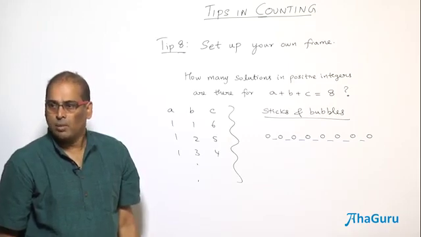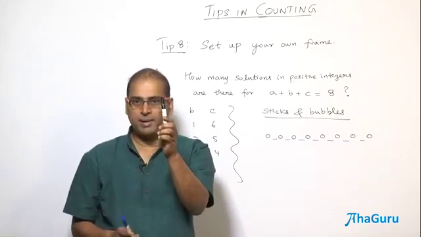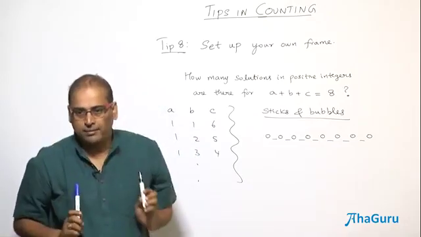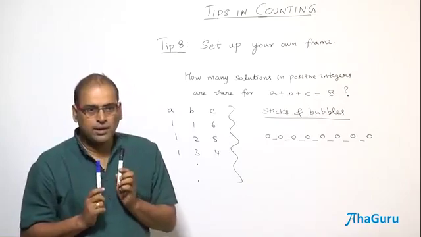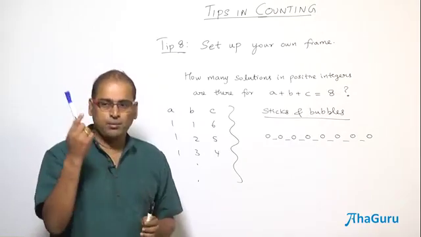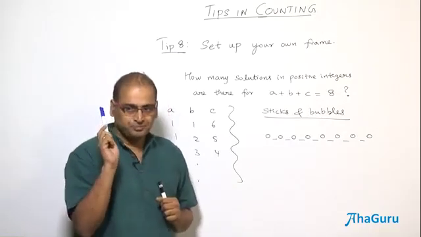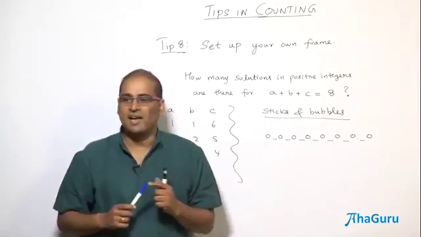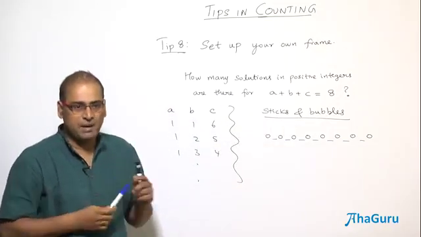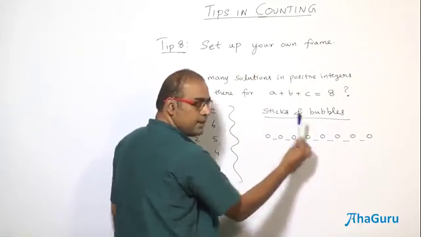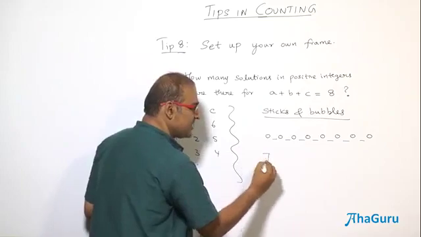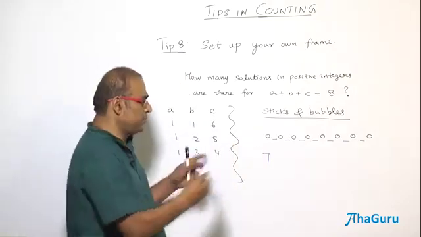Clear? So I have a black pen and a blue pen. I am taking pens now instead of sticks, right? Suppose I am going to place the blue pen first. How many choices do I have? 7. I can place it anywhere, right? I can place it here or here or here. So there are 7 choices. So I have placed the blue pen.